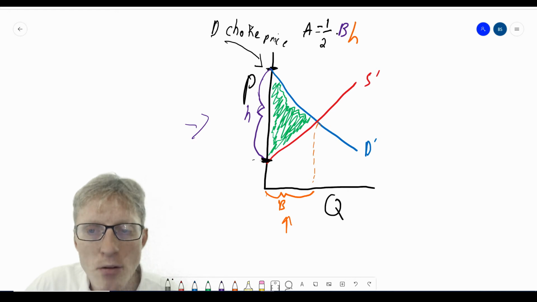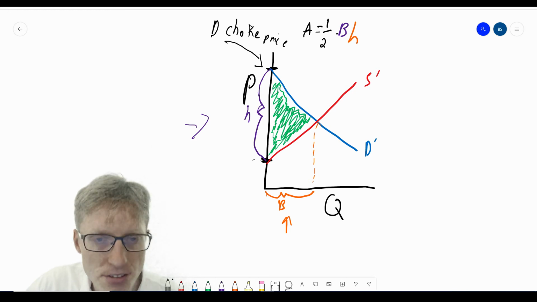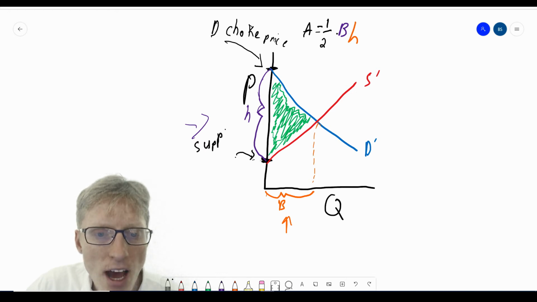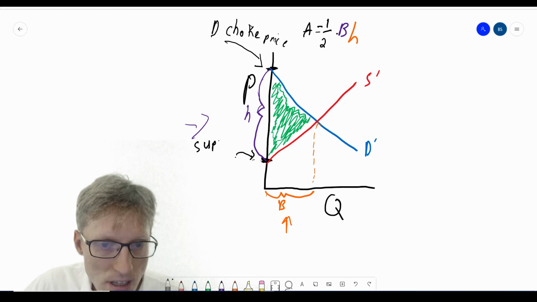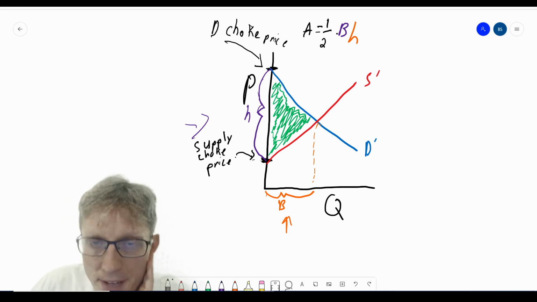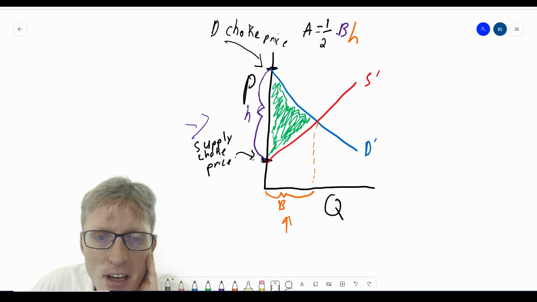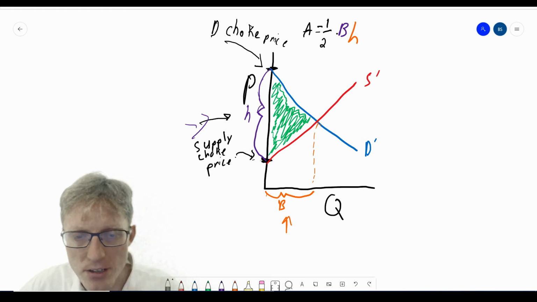Okay. And this, the height of this point here, where the inverse supply curve intersects the vertical axis, is known as the supply choke price. It's the highest price such that the amount supplied is still 0. Okay, so we simply have to find those two values to get the value of this height here, the height of the triangle.